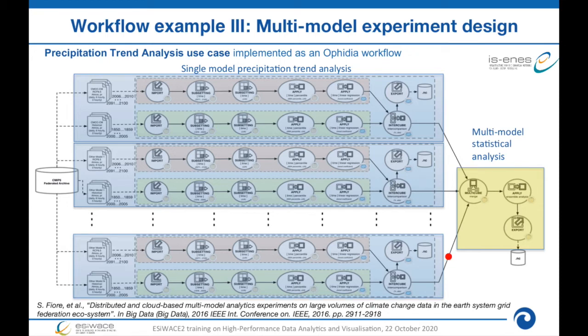So after the precipitation trend analysis has been completed, in the second stage all the workflows are combined together to do this multimodel statistical analysis, and some values are computed over the trend from the various models. So this includes, for example, the average, the minimum, maximum, and the standard deviation.